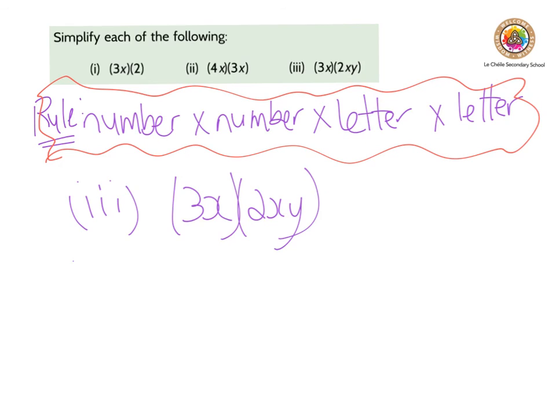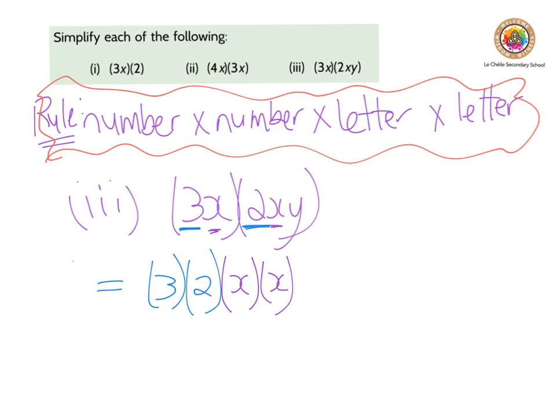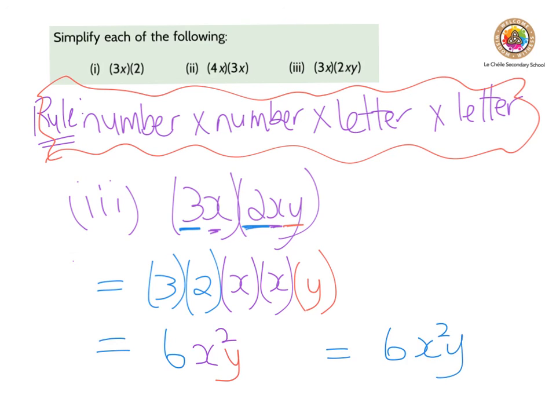So our final example here, we have 3x times 2xy. So again, I'm going to put my numbers together first, so that's 3 bracket 2, then here I have x's and x's, so I'm going to have x bracket x, and lastly then I have a y left, so I'm going to have bracket y. So I know here then that 3 by 2, well, that gives me 6. X by x gives me x to the power of 2, or x squared, and that's all multiplied by y. So my answer then completely is 6x squared y, and again I'll put a red box around that.